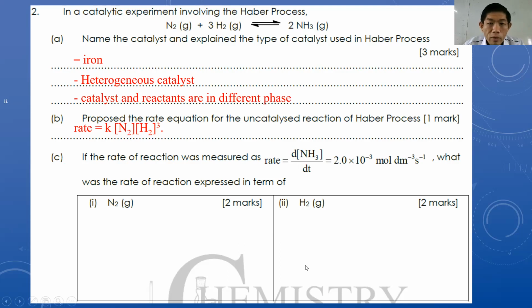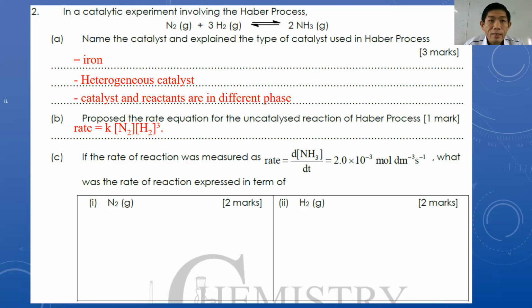Okay, now you get a positive sign because NH3 is a product. So when NH3 is a product, that is why the rate is positive, because the concentration of the product increases with time. Whereas nitrogen and hydrogen are reactants. So when they are reactants, the concentration will decrease with time. So when concentration decreases with time, that is why you get a negative rate. So how are you going to solve in this case?